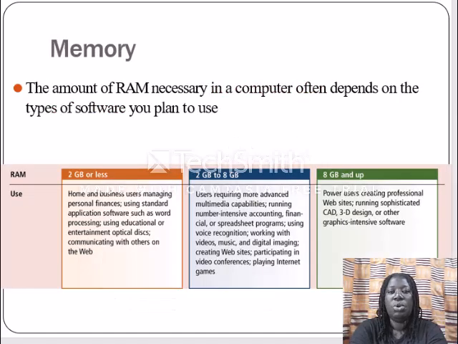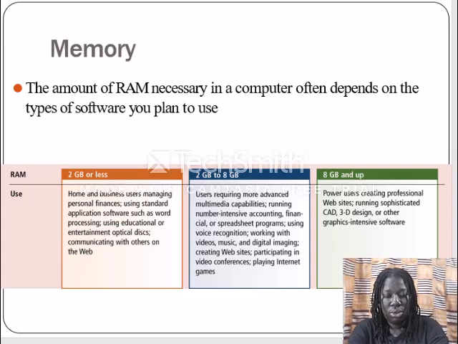So the amount of RAM necessary in your computer often depends on the type of software you plan to use. So the amount of RAM that you use depends on the software that you use. If it's 2 gig or less, if it's 2 gig to 8 gig, and if it's 8 gig upwards, that amount will depend on the types of software you are going to use.